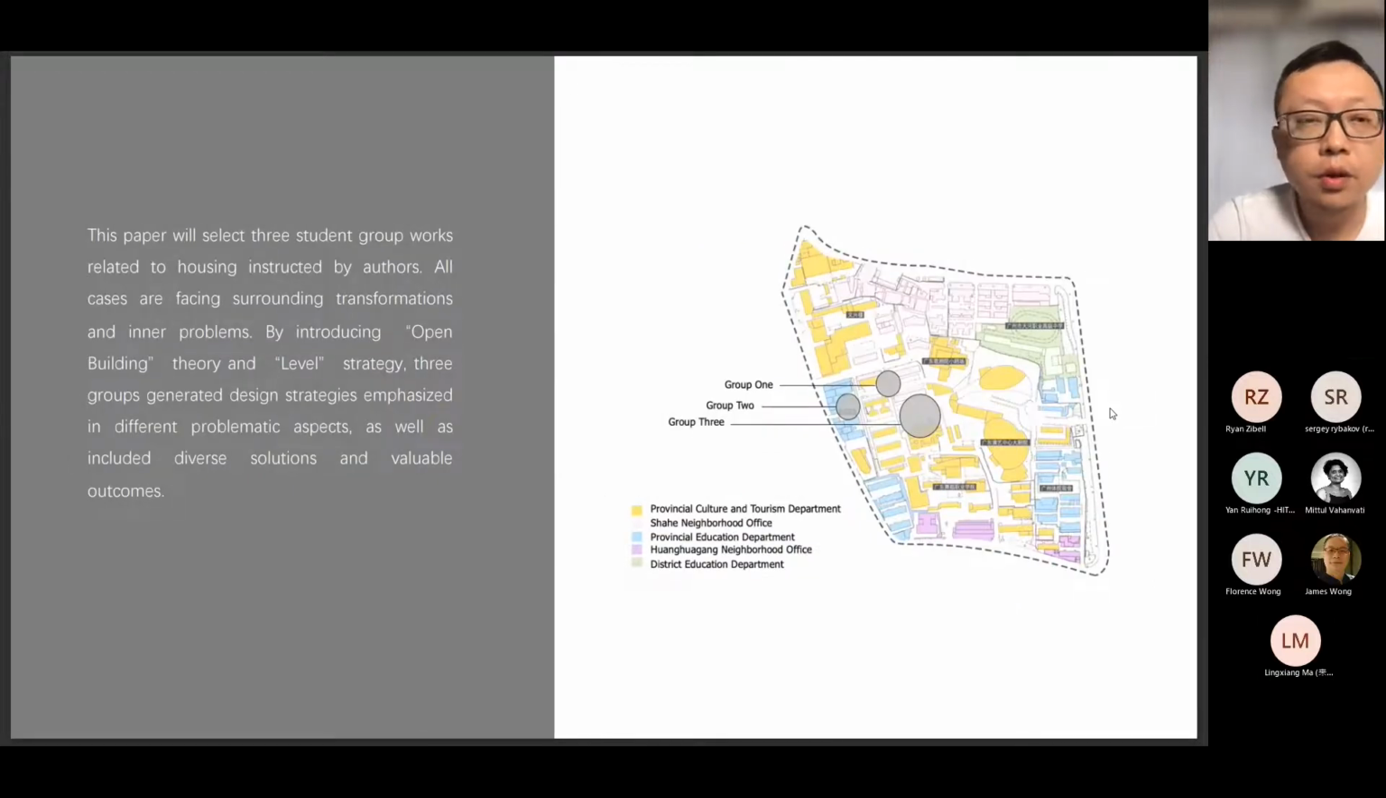So we chose 3 student groups who focus on housing, introducing open building series and levels. We can see the site on the right. This site is composed of different neighborhoods and also some public functions like the opera and the middle school. Next slide, please.